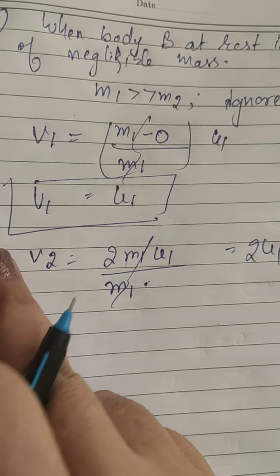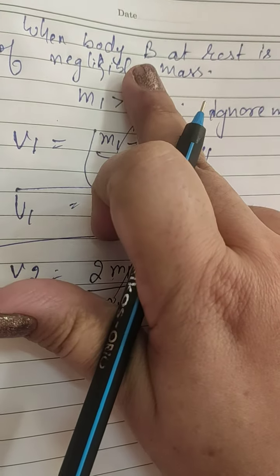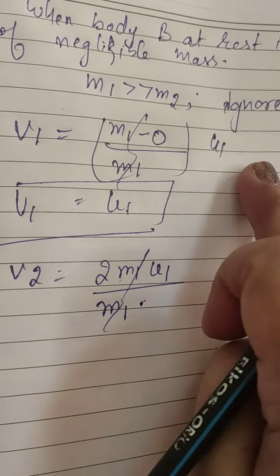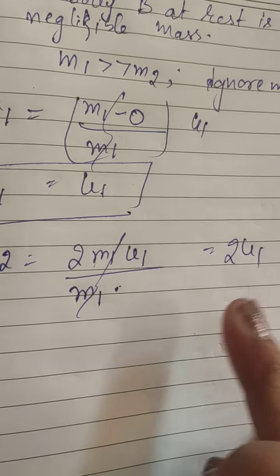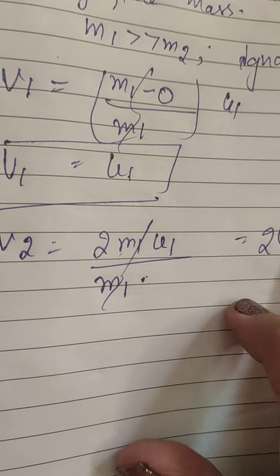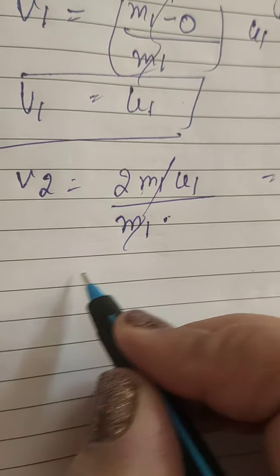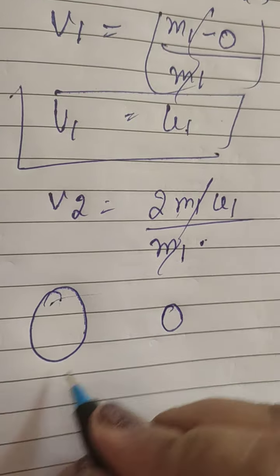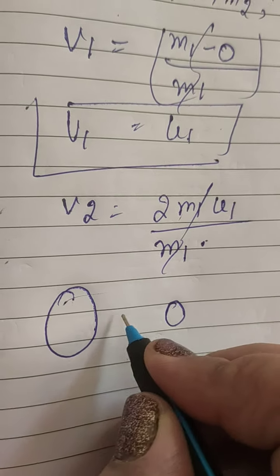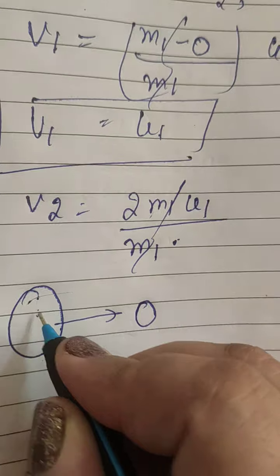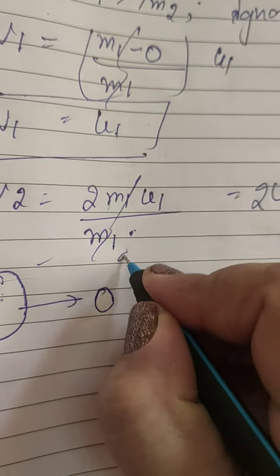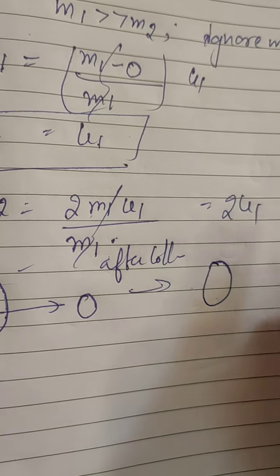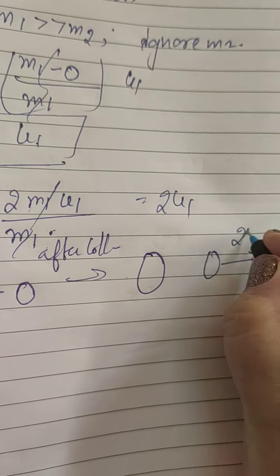So it means that when body B at rest is of negligible mass, in that case body A will keep on moving with its own velocity, while body B starts moving with double the velocity of body A. So if body B is smaller, and body A is larger in size and heavy in mass, when they collide, A keeps on moving with the same speed after collision, but B starts moving with the speed 2u1.